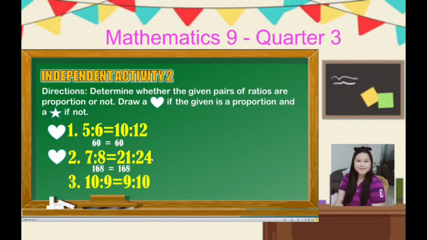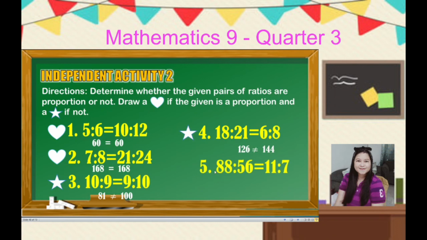For number 3, we have 10:9 as 9:10. So, getting the product of the means and the product of the extremes. So, that will be 81 and 100. So, 81 is not equal to 100. Therefore, the answer is a star. Number 4. So, we have 18:21 as 6:8. So, getting the product of the means and the extremes. So, what will be the result? So, that is 126 and 144 and they are not equal. So, therefore, it is a star.